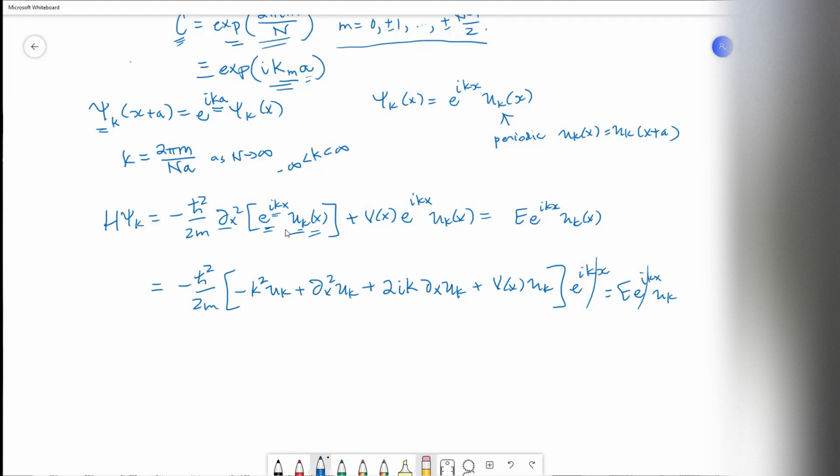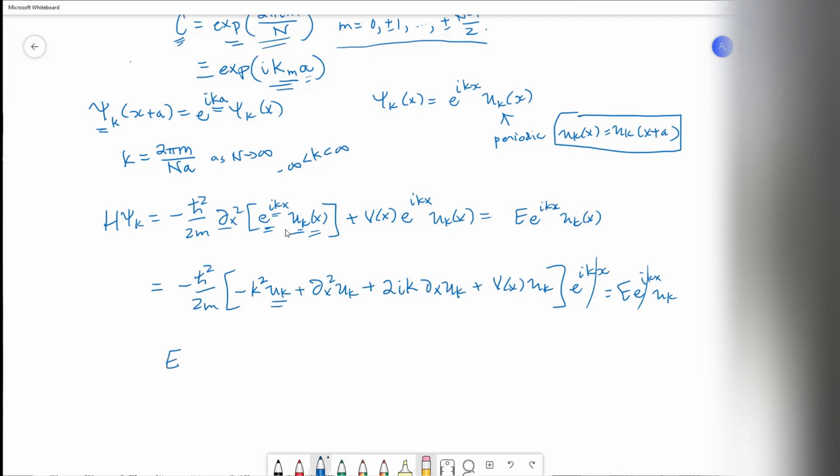So these guys cancel, and you get a differential equation now for the u_k's, and now you know that the u_k's are actually explicitly periodic functions. So you can apply that as a boundary condition. So it might not look like you've gained much by rewriting the Schrodinger equation this way, but you did, because these u_k's now are explicitly periodic. And so all you have to do is solve this differential equation.